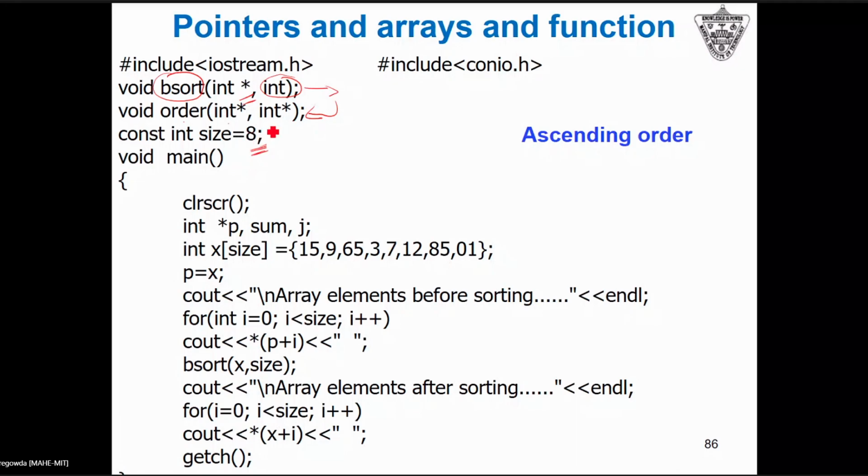So that 8 is assigned to the constant variable size here. I created a pointer variable, the sum variable here, and also declared and initialized the array. I have 8 elements here: 15, 9, 65, 3, 7, 12, 85, and 1. And I'm going to assign the base address of the array to the pointer variable p here.